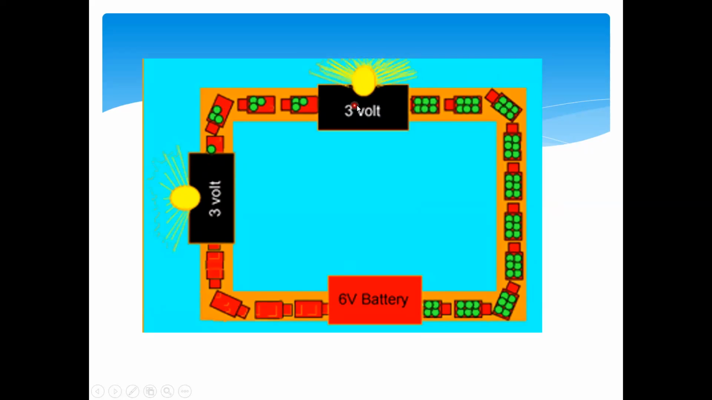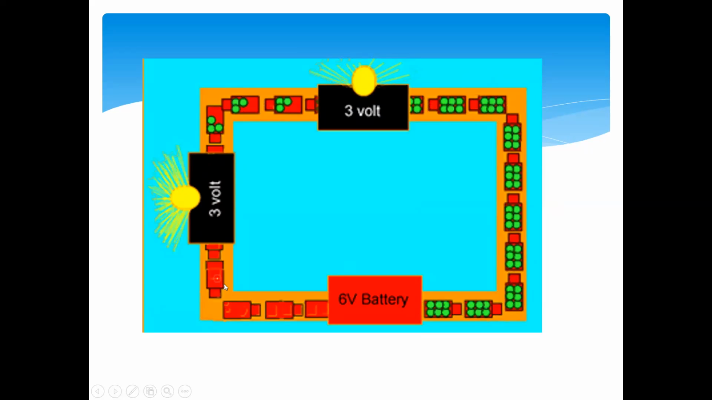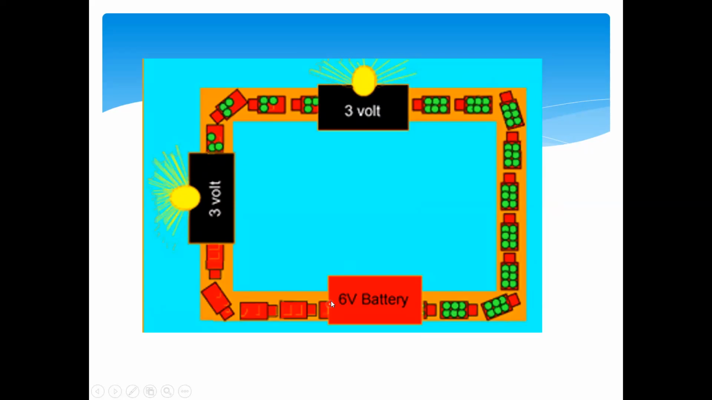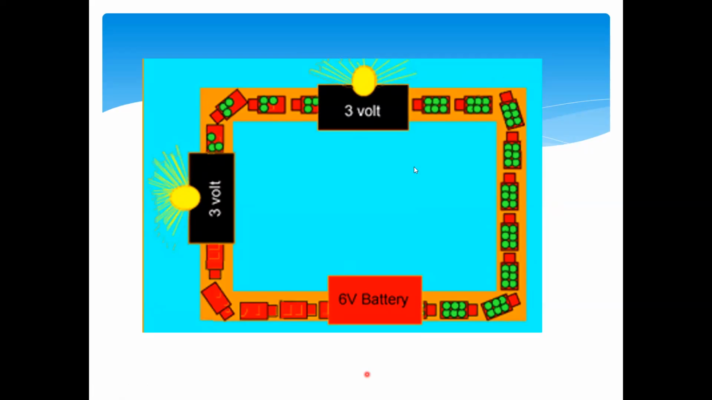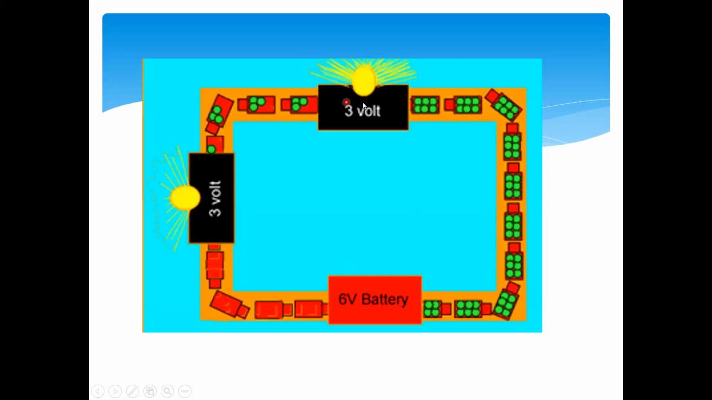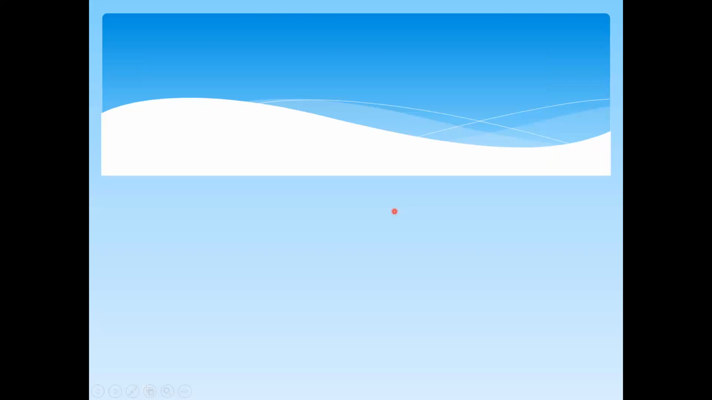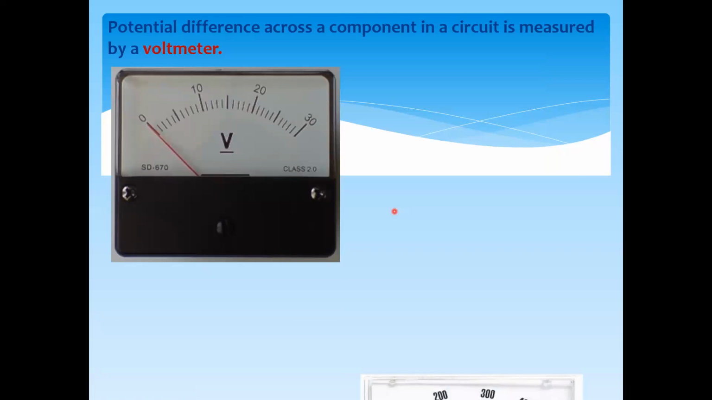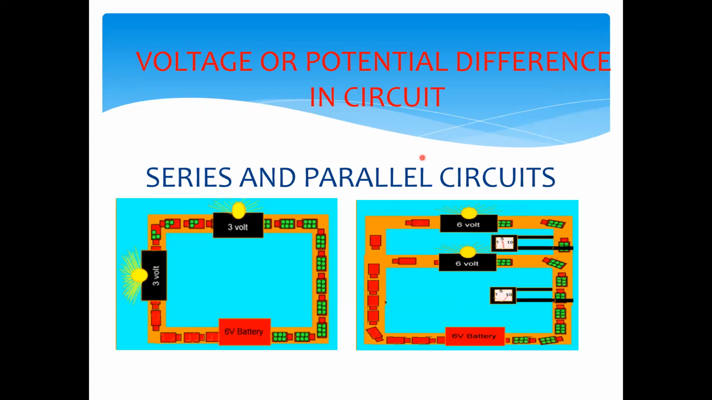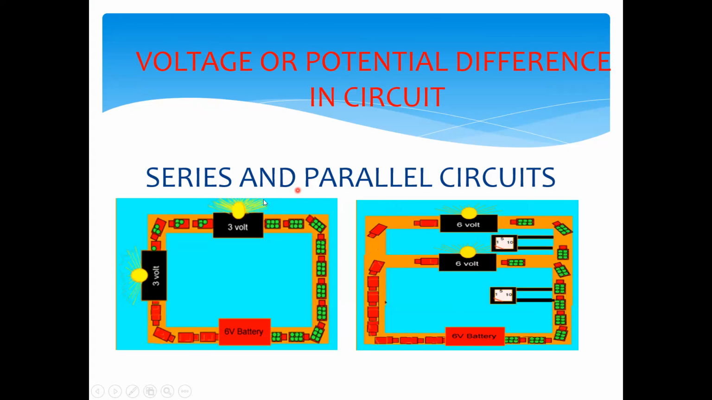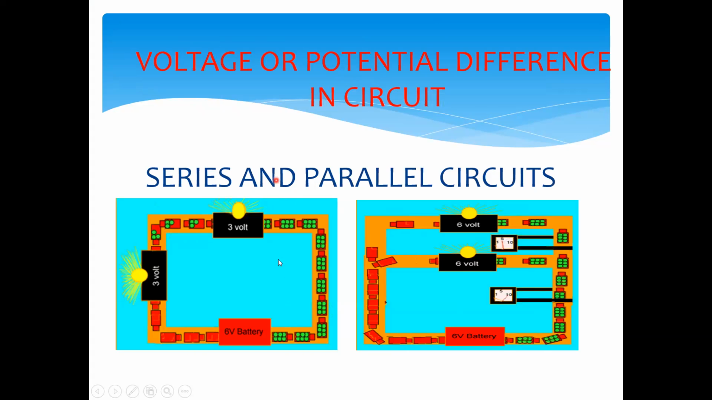Half of the energy is transferred to lamp 1 and the remaining half is transferred to lamp 2. How much energy is transferred by the charges when passing through the component, we call that the potential difference. If we want to measure the potential difference, we use a voltmeter, and it is denoted by the symbol V with a circle.